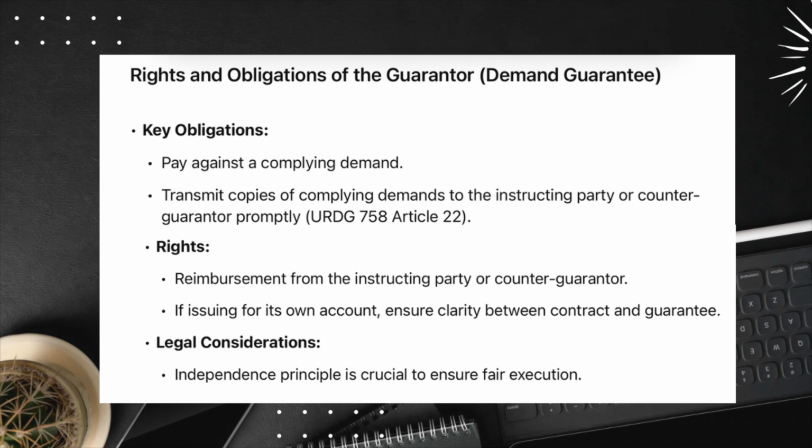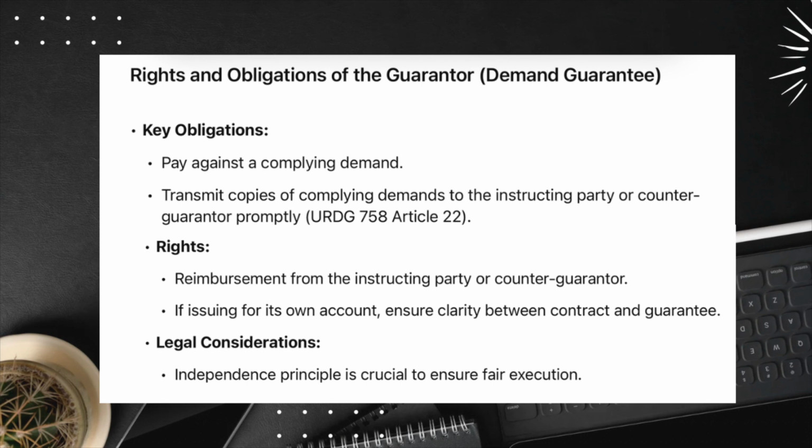But that's not all. Under Article 22 of URDG 758, the guarantor also has the duty to send a copy of the complying demand and any related documents to the instructing party, which is usually the applicant, without delay. If there is a counter guarantee in place, these documents would go first to the counter guarantor, who then forwards them to the instructing party.